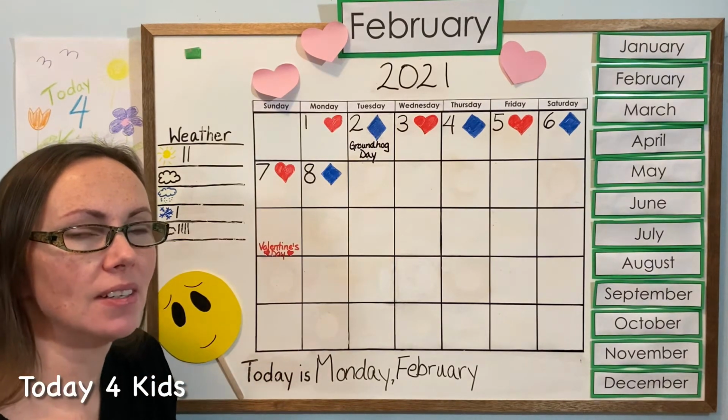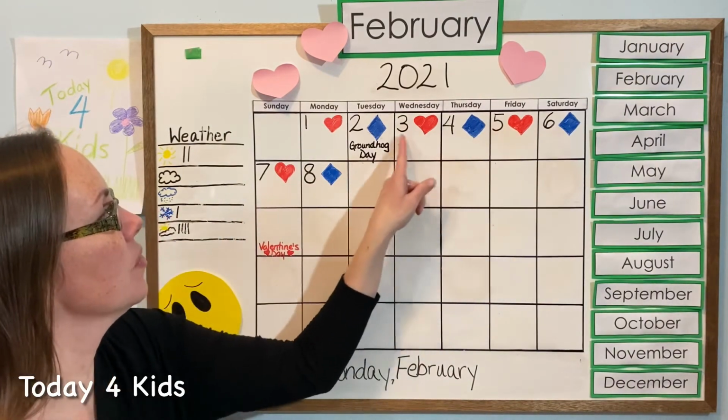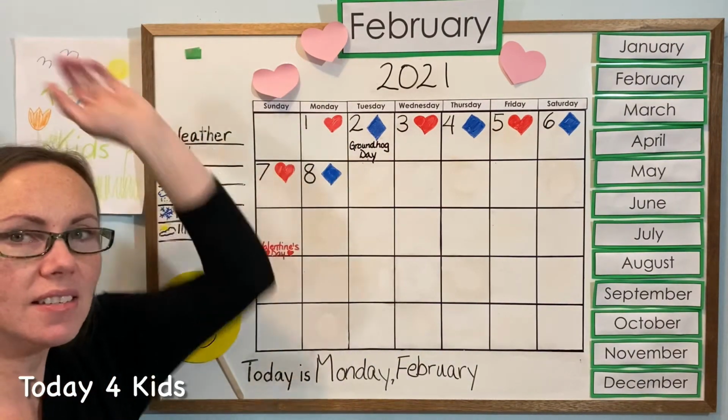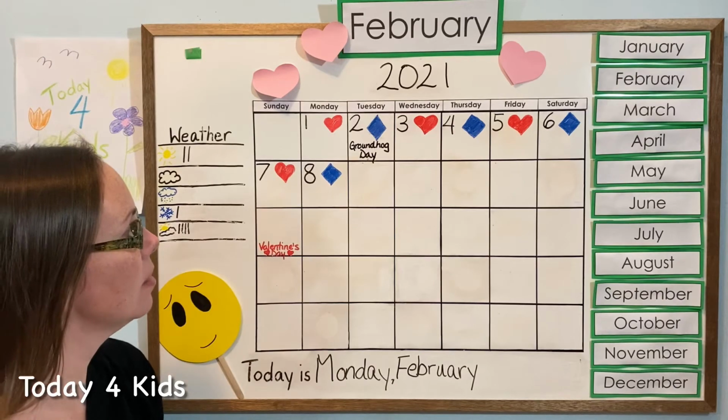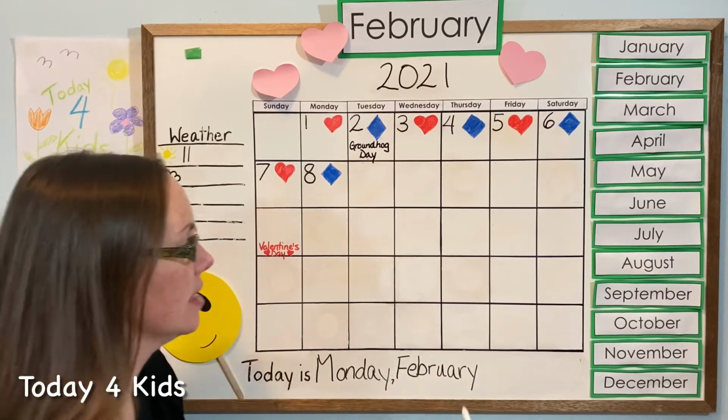Let's count backwards. Do you remember? Let's try together. 8, 7, 6, 5, 4, 3, 2, 1. Blast off. Good job. So let's put an 8 next to the February.